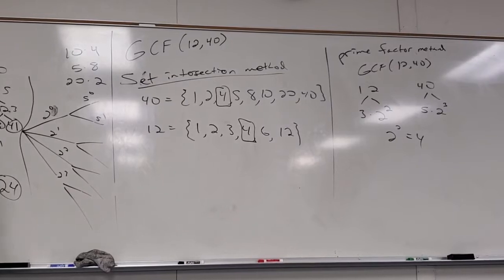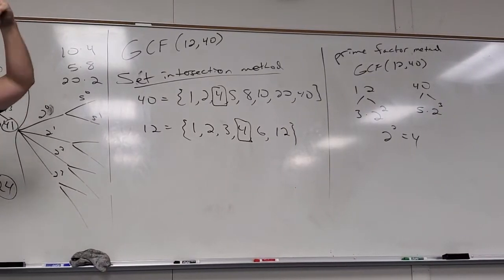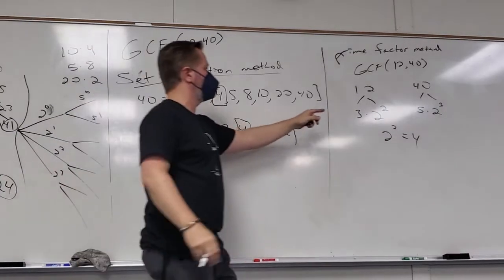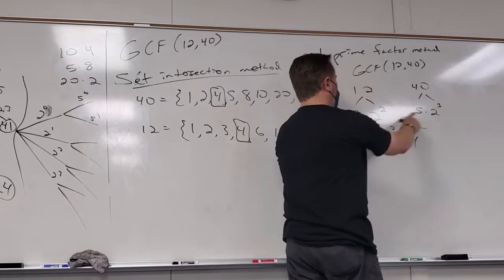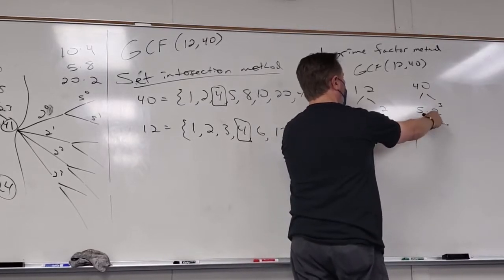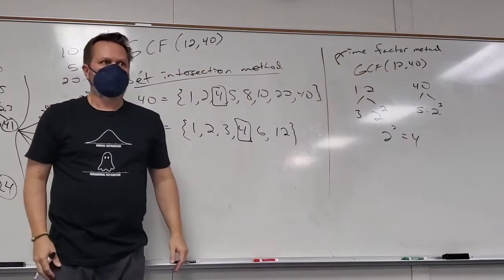I really want you to see how that makes sense. If I prime factor it, and the whole point is the biggest thing that goes into both, you can just look at the parts. They don't share a 3, it can't be part of the answer. Don't share a 5, it can't be part of the answer. Oh, they both have some 2s, they both have 2 2s. Done.